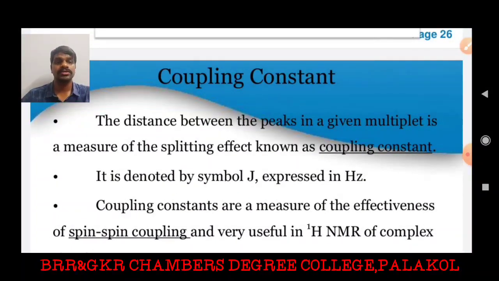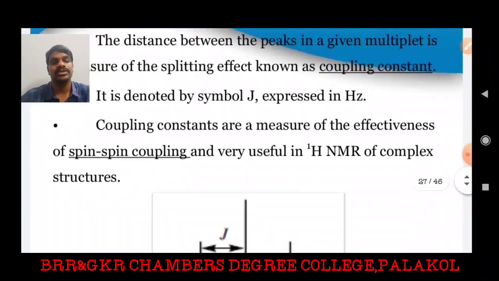So this is the last concept in this unit, students, that is coupling constant. What is coupling constant? The distance between peaks in a given multiplet, which is a measure of the splitting effect, is known as the coupling constant. It is nothing but the distance between two adjacent peaks in a doublet, triplet or quadret. It is denoted by the letter J and expressed in the unit hertz. Coupling constants are a measure of the effectiveness of spin-spin coupling and are very useful for proton NMR of complex structures.